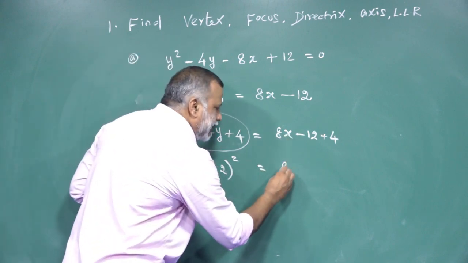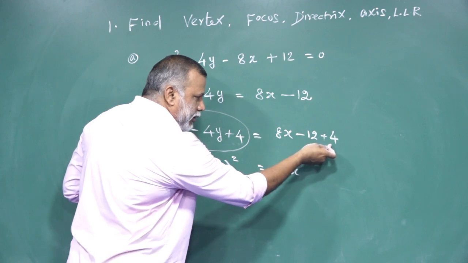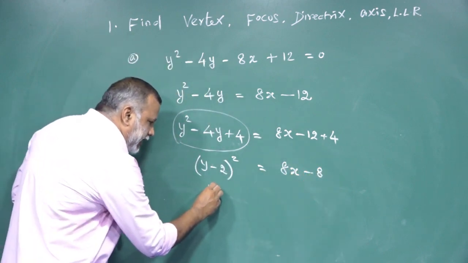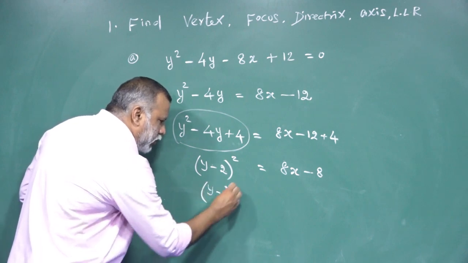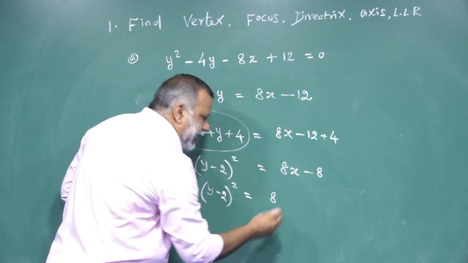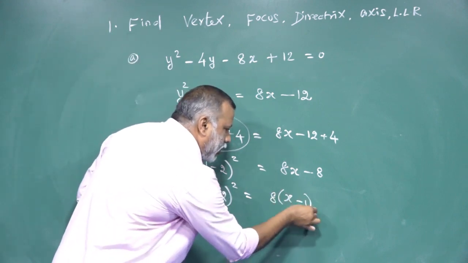On your RHS side, see 8x, 12 is already negative. Here 4 is positive. We can say it is minus 8. Now I can write y minus 2 the whole squared equal to minus 8. From this I am able to take 8 as a common number. The remaining is, see here, x minus 1.